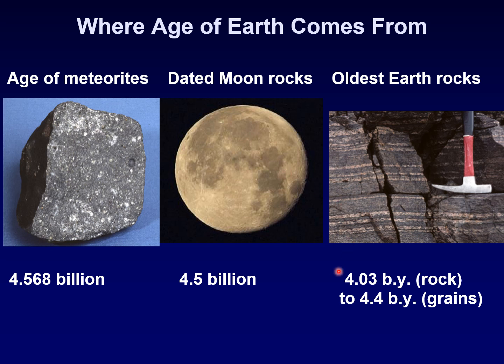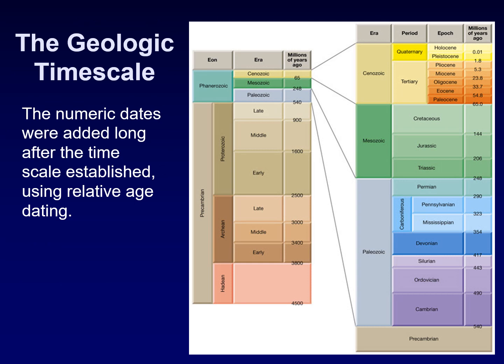And then we do have those rocks. Here's those sandstones in Australia. They date to about 4.03 billion years, and the grains date to about 4.4 billion years. Okay. So that's geologic time and how we get at some of these absurd dates that we throw around.